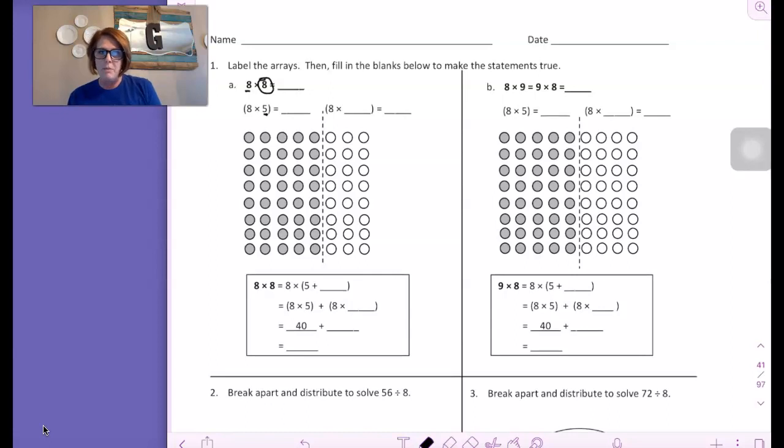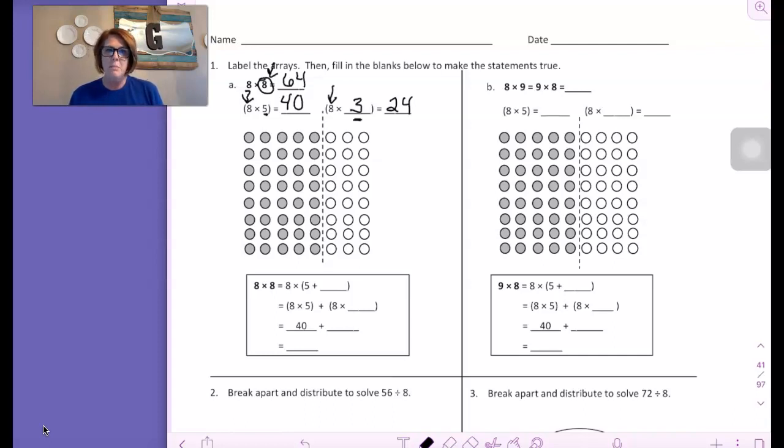So when we do that, we have a picture drawn. We have 8 going down and 8 going across, and we split it into 8 times 5. So 8 times 5 is equal to 40. And then in the part with the white circles, we have 8 going down times 3 going across, and that is equal to 24. Okay, so the 5 and 3 are equal to this 8. And then we multiplied that 8 by each of them. So we kept that the same. So now we can add together 40 and 24, and we get 64, and that's 8 times 8.